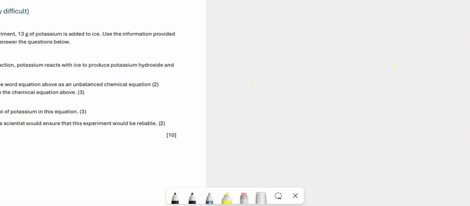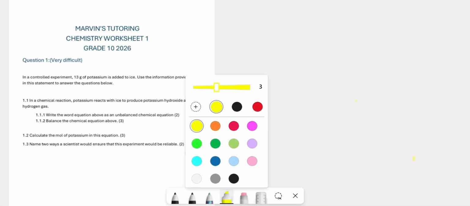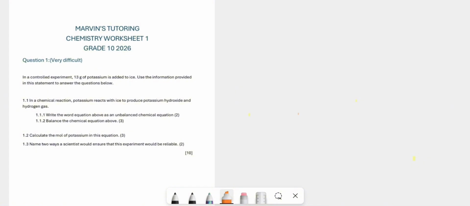So firstly, I want us to look at some things that are going to be important in the statement. While we're reading the statement, we're going to be highlighting as well. Okay. Let me just scroll. Okay. And it says, in a controlled experiment, let me just get my highlighter. In a controlled experiment, 13 grams of potassium is added to ice. Okay, it's added to ice. It's a controlled experiment. That might also be important, we don't know. Use the information provided in the statement to answer the questions below.